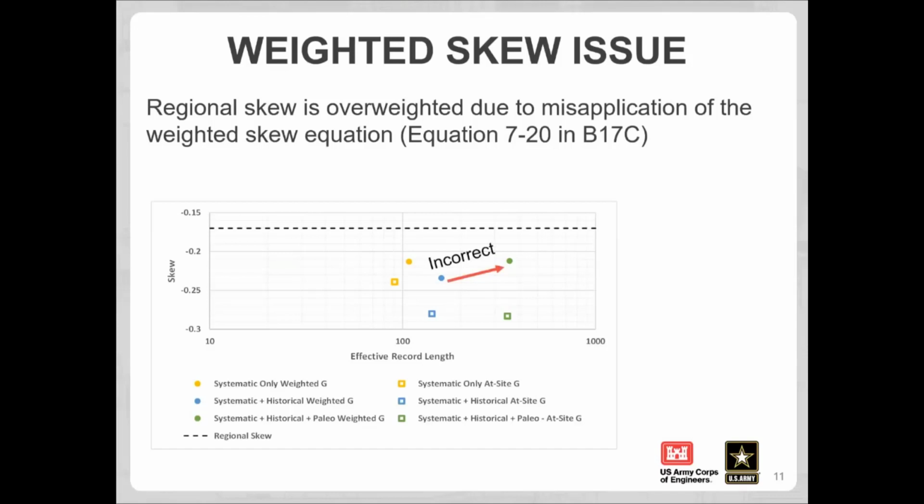What happens in the current implementation of EMA is the opposite of what you would expect. Instead of the weighted skew trending closer towards the at-site skew estimate, it is actually trending towards the regional skew estimate. That happens because the implementation of equation 7-20 that's in the appendix of Bulletin 17C overweights the regional skew information when you have censored data, particularly when you have censored data defined by a perception threshold. All right, next slide, Mike.